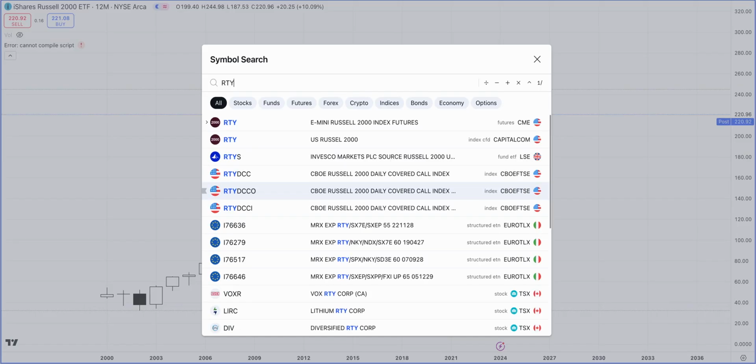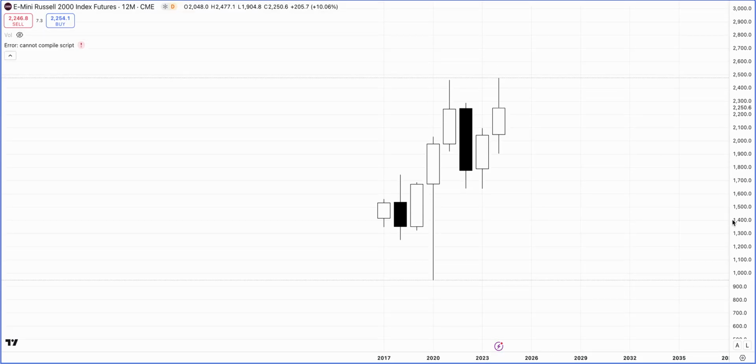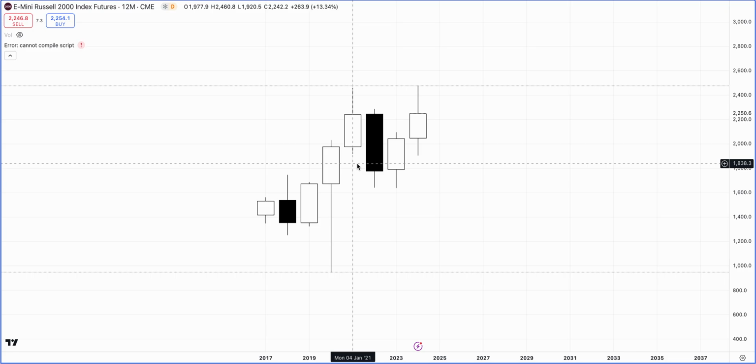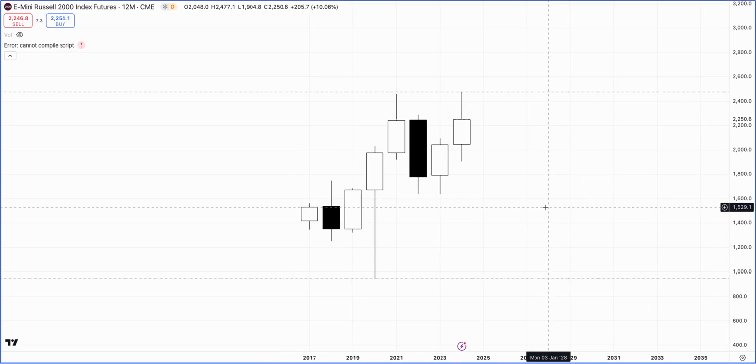And on the futures, let's take a look at the futures chart. I believe the picture is very similar. Here we go. The high was 2477.1. Yeah, it took out the highs as well, so that is good in terms of taking the highs out.